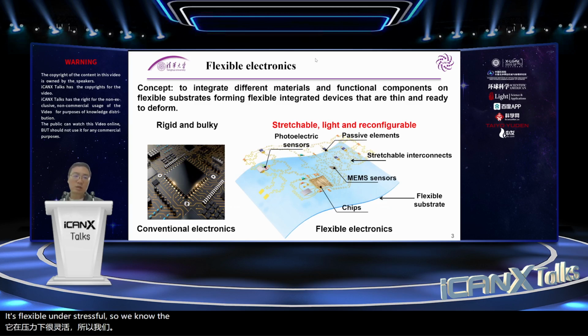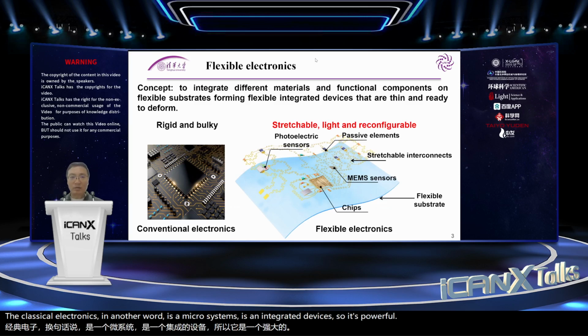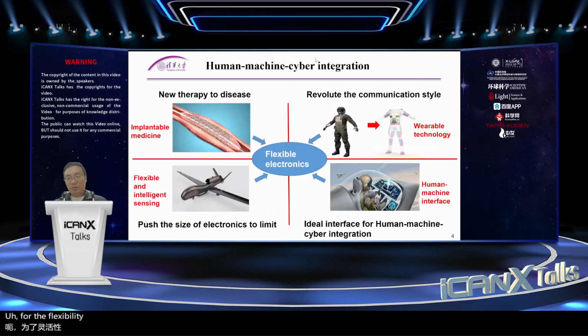We know traditional electronics is rigid and bulky. It's not easy to deform. But flexible electronics is flexible and stretchable, and especially we can integrate different components. For example, we can integrate photoelectric sensors, MEMS sensors, and most importantly, we can integrate different chips onto the substrate. Therefore, flexible electronics, in other words, is a microsystem, an integrated device. So it's very powerful and important.